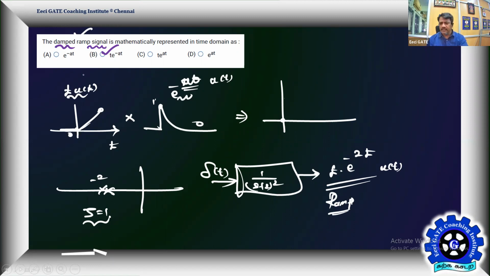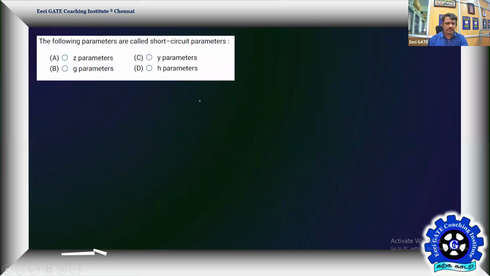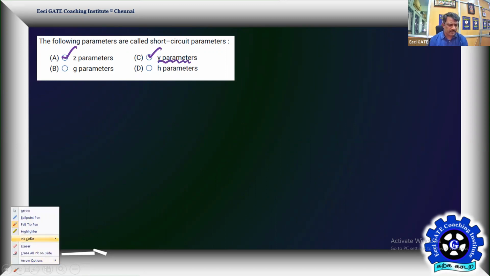That's another simple problem, from either signals and systems or controls. Next one, from two-port network: the following parameters are called short circuit parameters. Already mentioned, this is an open circuit parameter, and this is a short circuit parameter. Why can we call Y parameters short circuit parameters? A small explanation with that, and we'll conclude this session.